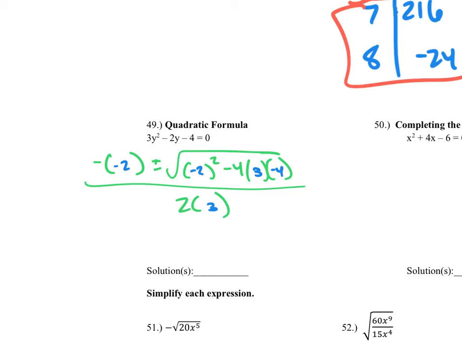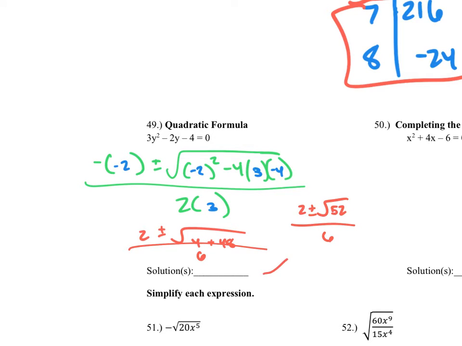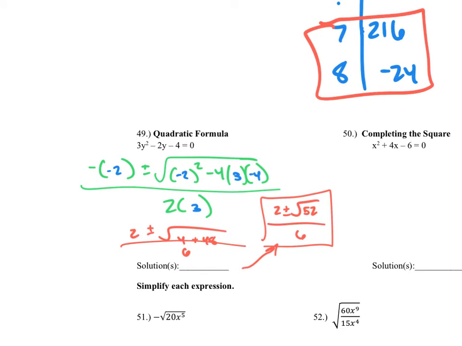So we'd end up getting positive 2 plus or minus the square root of 4 plus 48 all over 6. So we have 2 plus or minus the square root of 52 all over 6. And those are going to be our two solutions, because there's no further way to simplify the square root of 52, as there's no more perfect squares within it.